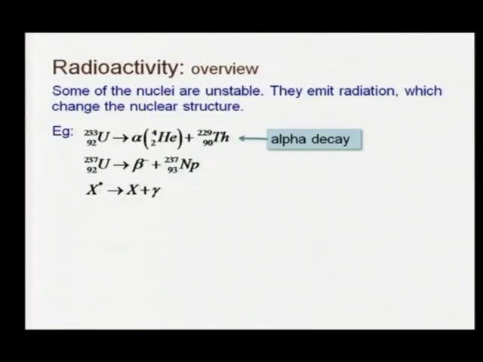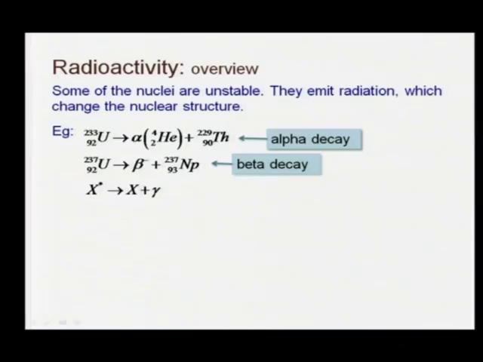So, the first one is an example of alpha decay, because this helium nucleus is called an alpha particle, and the second example is an example of a beta decay. The emitted particle is called a beta particle, a negatively charged particle. We will see that these negatively charged particles are nothing but electrons coming from the nucleus.